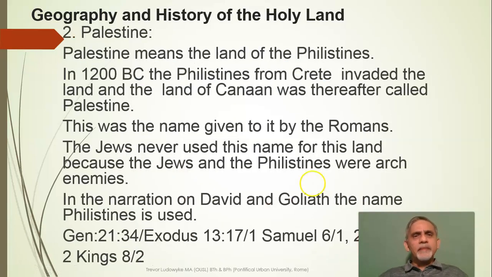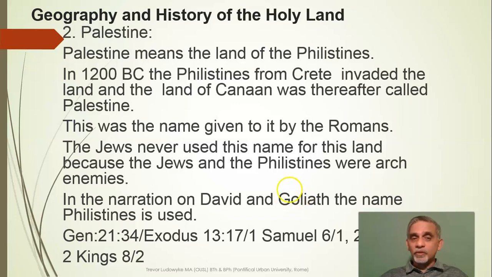Right. The second title for the Holy Land is Palestine. Now, why is it called Palestine? Palestine means the land of the Philistines. The Philistines were a tribe. And in 1200 BC, the Philistines from Crete invaded the land, and the land of Canaan was thereafter called Palestine. So they invaded Canaan in 1200 BC. And because of that, that area came to be known as Palestine.